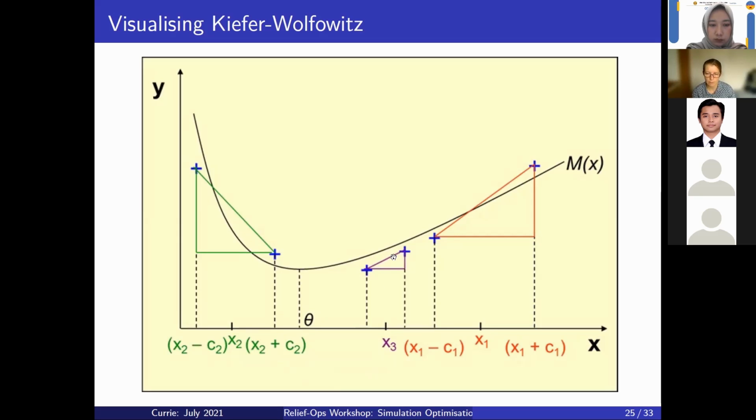So these two new points give me this direction, and I will move along, getting closer to this true optimal value theta. And this is what makes this method quite scary: the convergence is quite well defined for the Kiefer-Wolfowitz algorithm, so you will eventually get to that point.